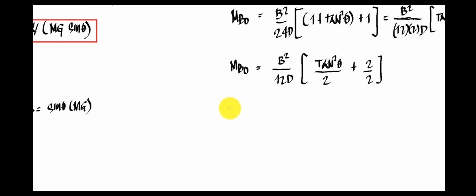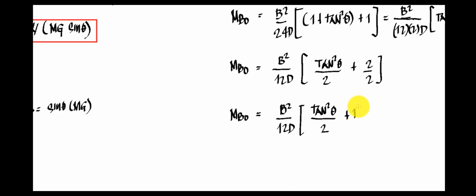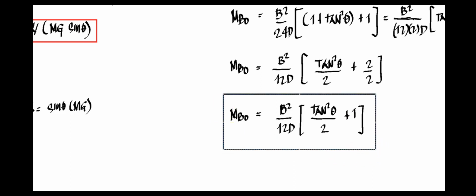So finally, we can rewrite our equation as M b sub o, that will be b squared divided by 12d times tangent squared theta divided by 2 plus 1. So we have the modified equation for the value of M b sub o.